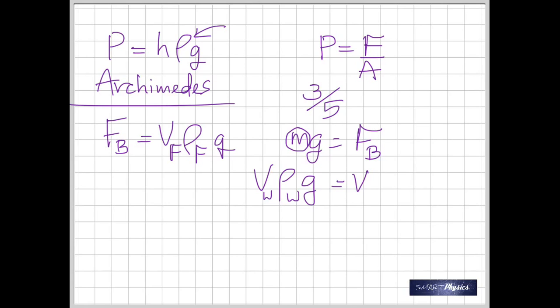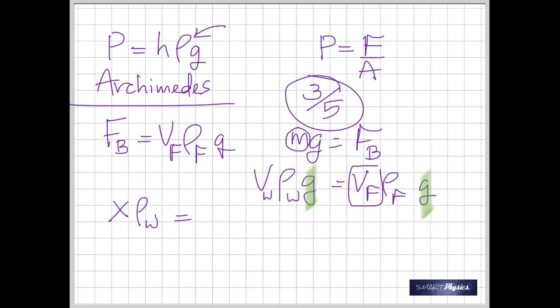Isn't weight equal to mg? Yes. But isn't mass volume times density? Yes. So now you have volume of the wood times density of wood times g. That's the weight of the solid is equal to weight of the fluid. Cancel the g's. And I did this problem for another number. I did it for 3 by 5. Okay, so the answers will not be the same. You know what I mean?